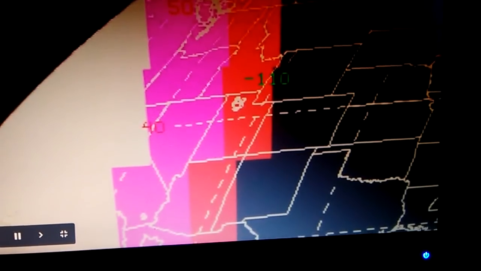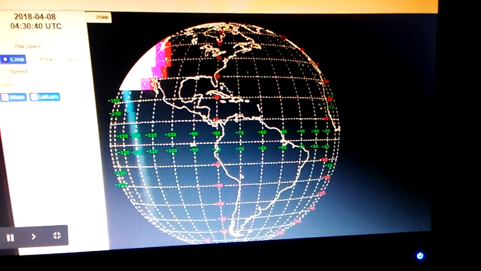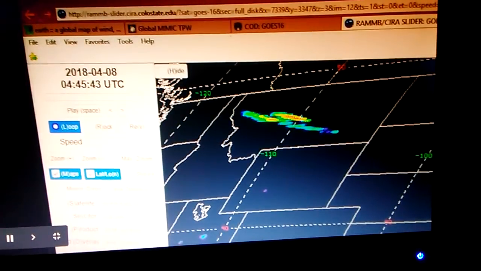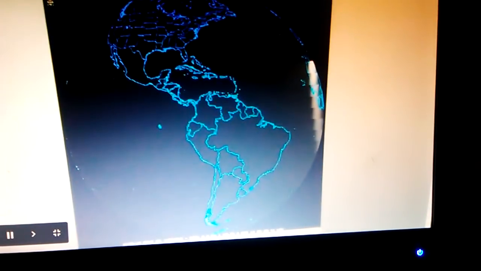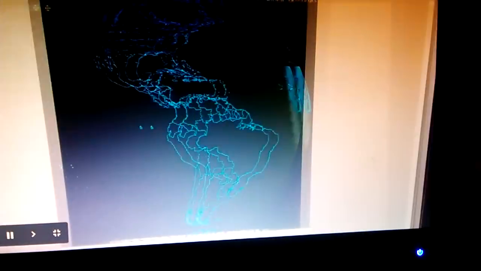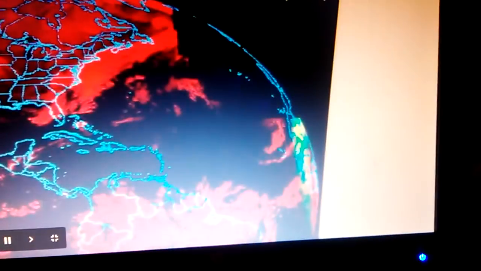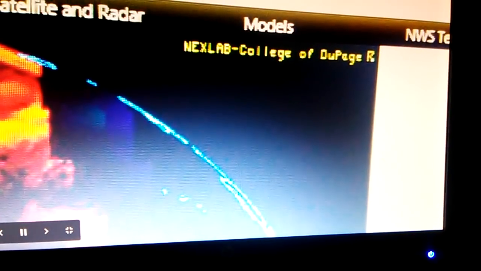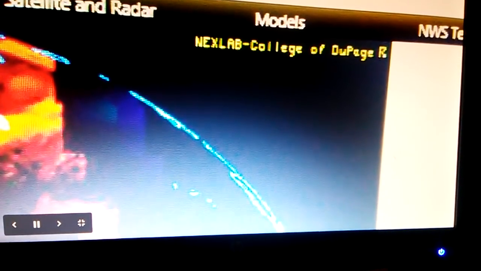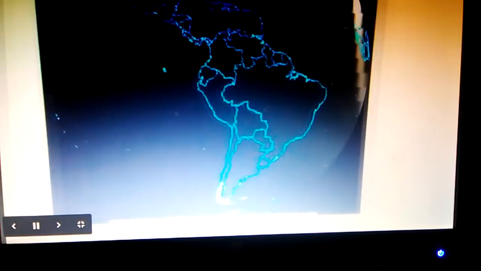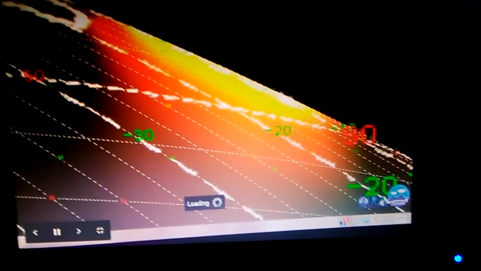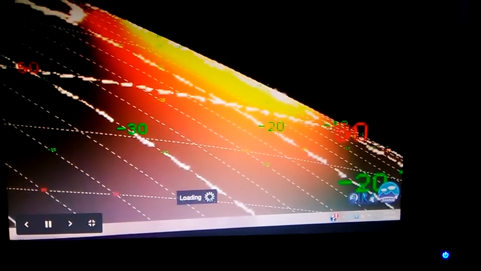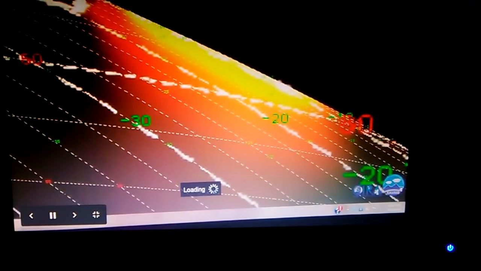There's that blooming swath of lack, how they call it. Now that's coming from the southern hemisphere. That's the northern hemisphere. Let's see, it was even showing up on the next lab, College of DuPage. That's cool, folks. I love that one. I think that's the Himawari side. Probably April 8th.